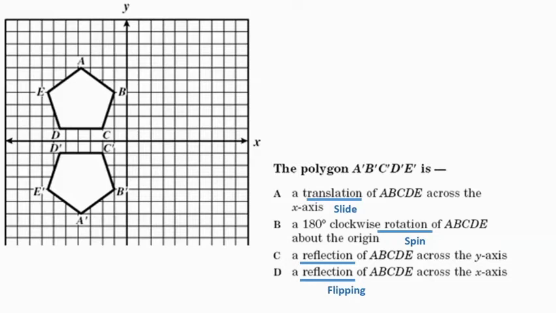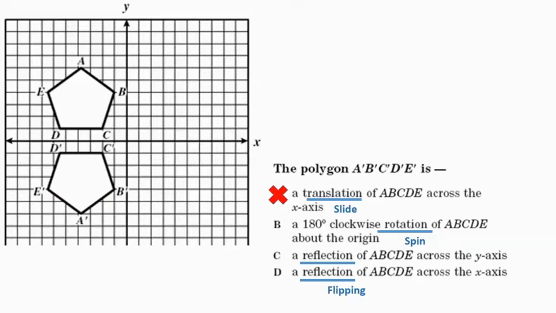So, to start with my pre-image, A, B, C, D, E, let's see if it is a translation across the x-axis. So we'll take our shape and slide it down, and it just does not match up perfectly. So it cannot be a translation.